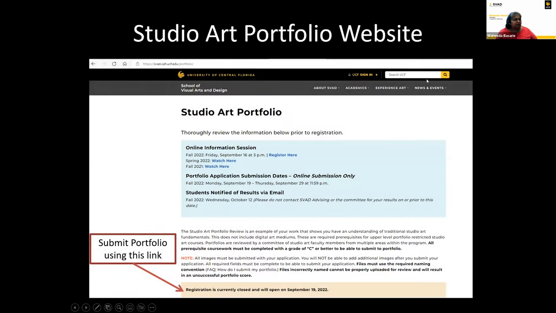When you go to the portfolio website, there is currently a link that says registration is currently closed and will open on September 19th. So basically on the 19th, you'll be able to click that link and start your submission process.